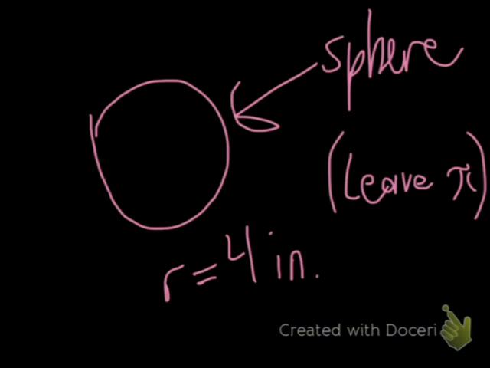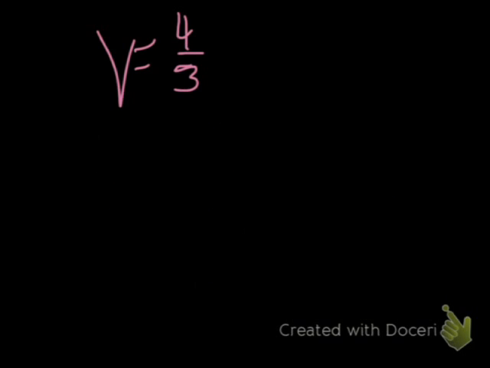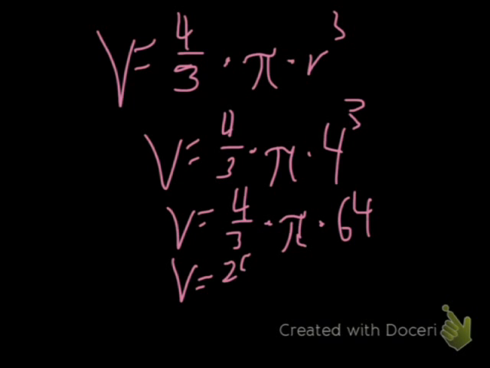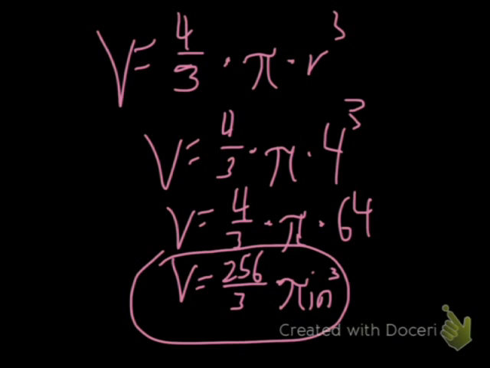Let's try one. So, let's say it's a sphere because, for sake of purpose, it's a sphere because I can't draw. And the radius is 4 inches. And we're going to leave pi as it is. Don't convert to 3.14 or anything. So let's write down the equation again. Plug in what we know, which is that the radius is 4, and then let's simply solve it. And you're going to end up with V equals 256 over 3 times pi inches cubed.